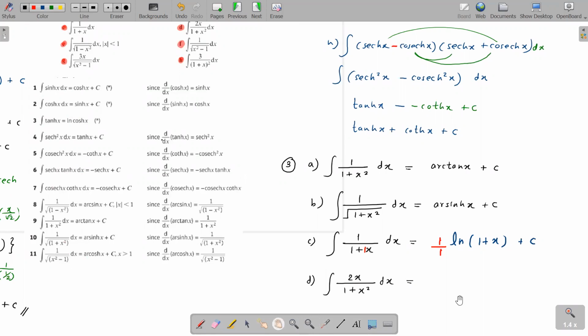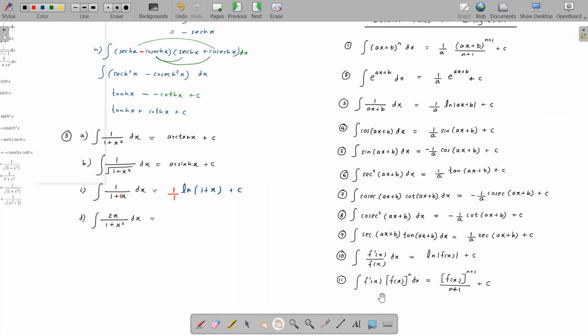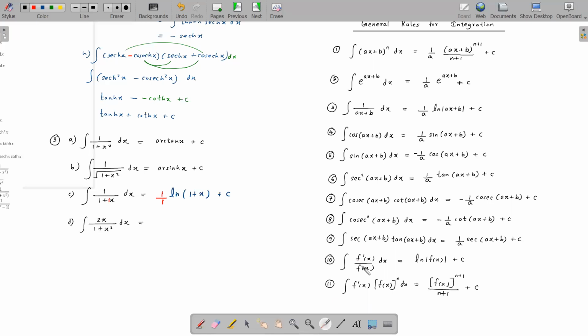So then let's go to the previous rules. In the previous rules, which one do we need to work with? Rule number 10, f dash x over fx, where you have the differentiation of the denominator on the numerator. The denominator is 1 plus x square, and its differentiation is 1 plus 1 is 0, x square differentiation is 2x. So we had it perfectly. F dash x over fx is there perfectly. So the answer is ln of the denominator, 1 plus x square, plus c. Okay.